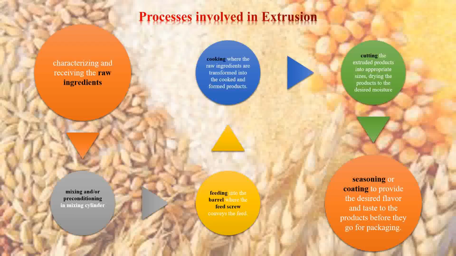So characterizing and receiving the raw ingredients is a vital process in the extrusion chamber that is included in the procurement section. And after that, mixing or preconditioning in the mixing cylinder. Before subjecting to the feed hopper, the preconditioning is being done with sulfur dioxide as per the standardized recommendation of ppm, parts per million, milligram per liter or microgram per liter.